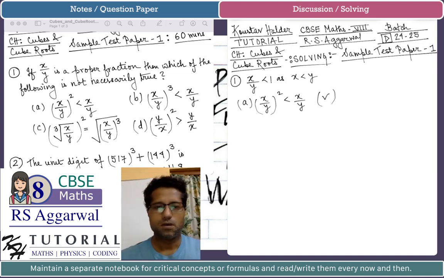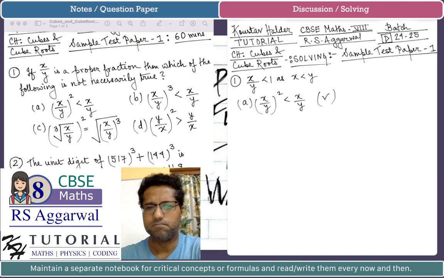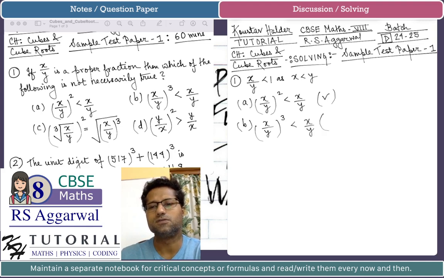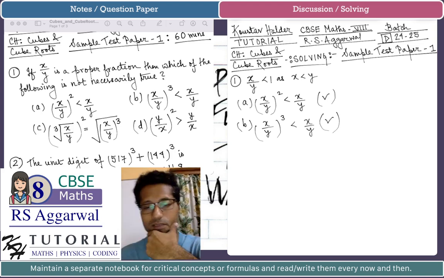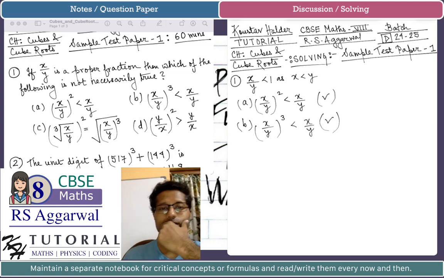Okay. What is choice B saying? Choice B is saying that (x by y) cube is less than x by y. This is also always true. If x by y is a proper fraction, then (x by y) cube will always be less than x by y.